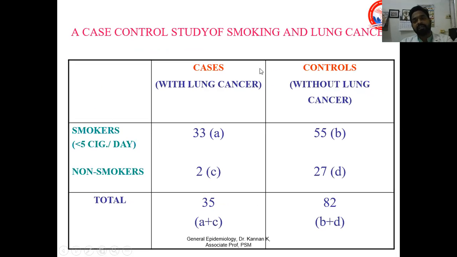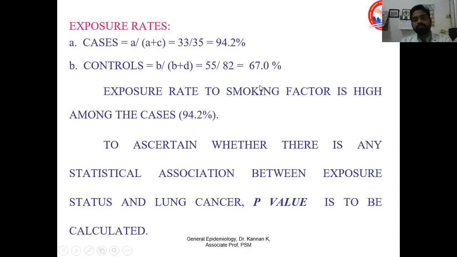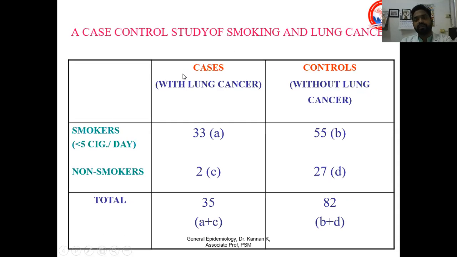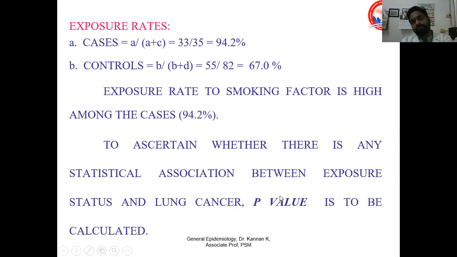Similarly for controls, what is the exposure rate? Out of 82, 55 have been exposed to smoking, right? So what is the formula? B divided by B plus D. This is the denominator and B will be the numerator. B divided by B plus D. Right, so here we get 67.0%.